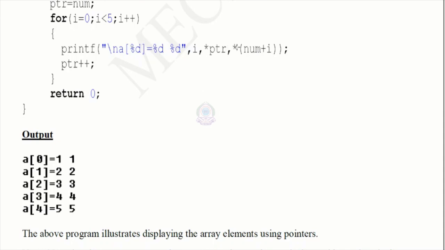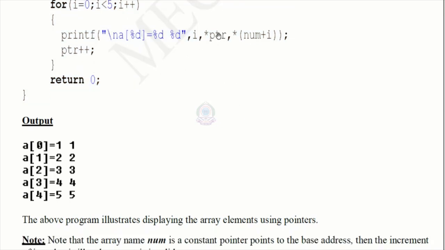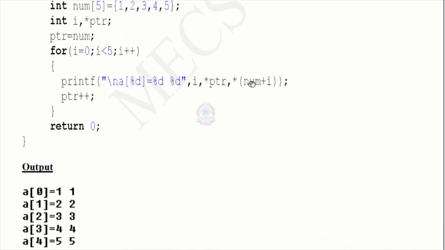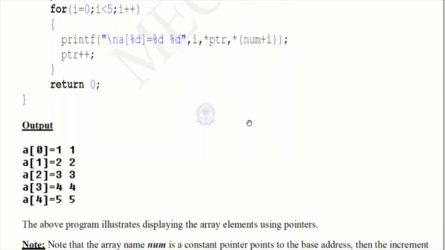Next, i will be incremented 0, 1, 2, 3, 4. Actually, it could be *(ptr + 1), but here I am incrementing ptr every time, which is why I have not written ptr + 1. So the pointer will be incremented to the next value. *(num + i): num is the first address, plus i, so it increments to the next value, and the next, like that.